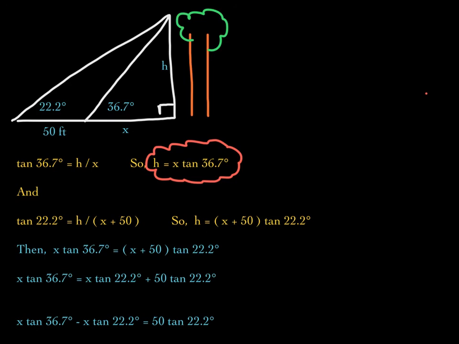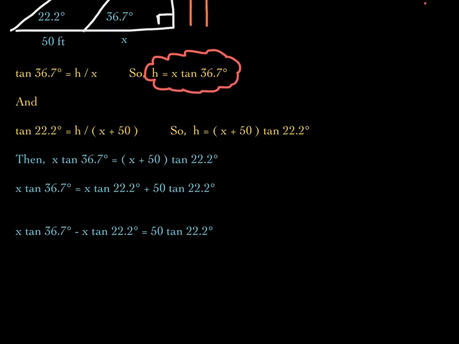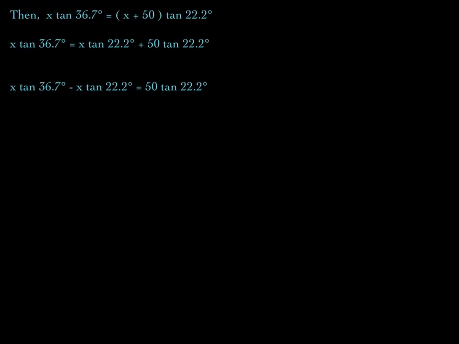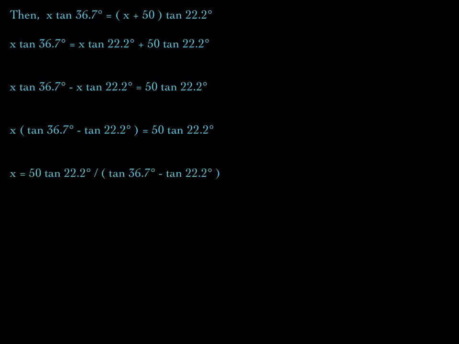Now, let me see if I can move the screen up for you here. What I would like us to do is to factor out the common factor of x here. Now that we have x factored out, we can divide both sides by this expression in order to isolate x. So there we have it, everybody. X is equal to 50 times tangent of 22.2 degrees, and all of that divided by tangent of 36.7 degrees minus tangent of 22.2 degrees.